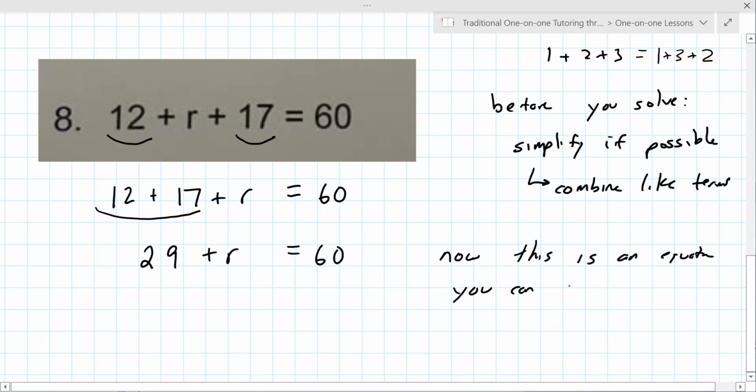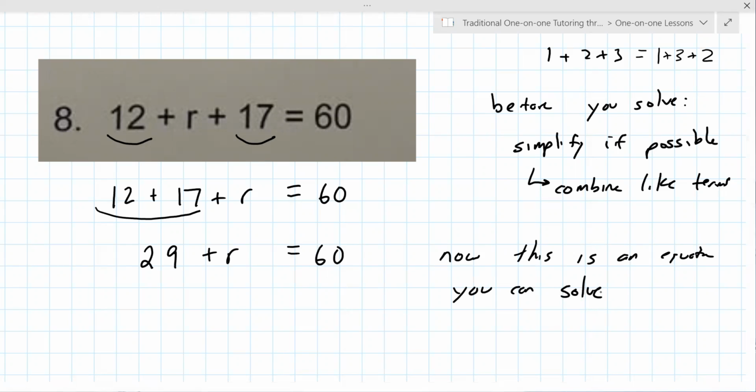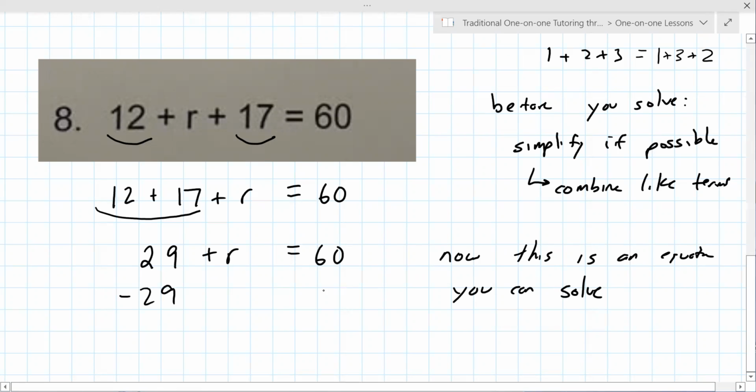So you're always trying to get something back to something you know how to do. So how do you solve this equation? You're going to subtract 29. Exactly. So let me know what r equals, please.